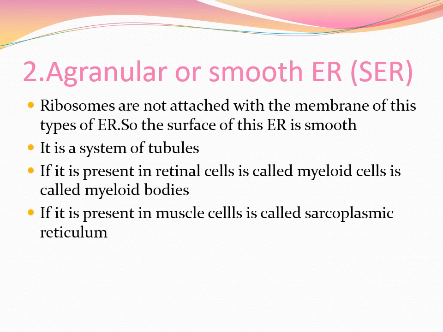So the second type of endoplasmic reticulum is agranular or smooth endoplasmic reticulum. Here the ribosomes are not attached on the membrane of the endoplasmic reticulum. So it is said to be agranular or smooth endoplasmic reticulum. It is a system of tubules and it will be mainly present in retinal cells. It is called myeloid cells or myeloid bodies, and when it is present in the muscle cells, it is said to be sarcoplasmic reticulum.